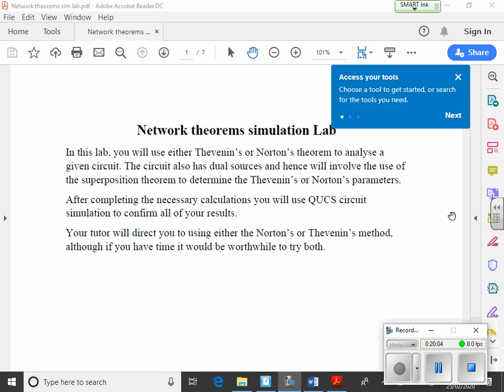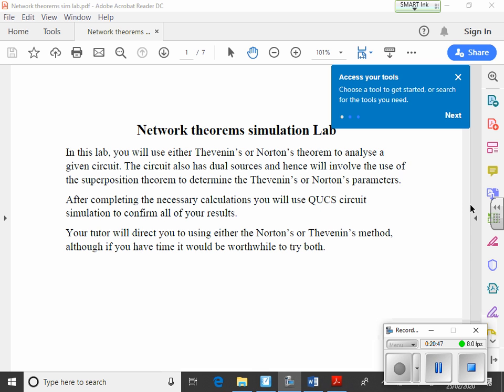In this lab, you're going to use either Thevenin's or Norton's theorem to analyze a given circuit. The circuit has dual sources, so you'll also need to use the superposition theorem to find either the Norton current or the Thevenin voltage. After completing the necessary calculations first, you're then going to use the quite universal circuit simulator that we introduced last time to confirm those results.